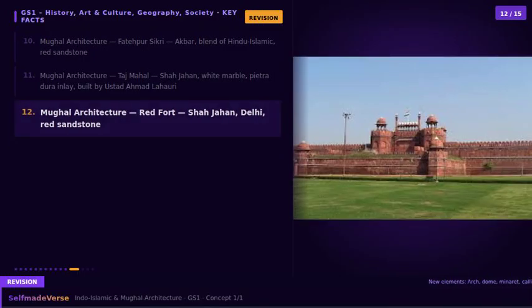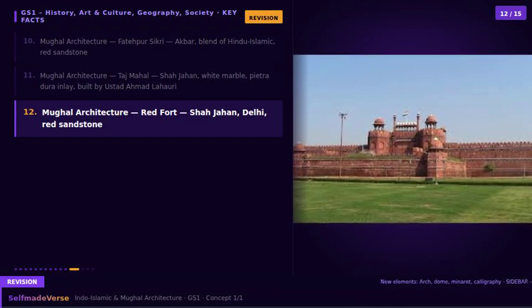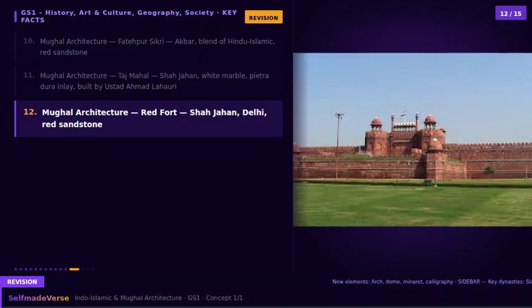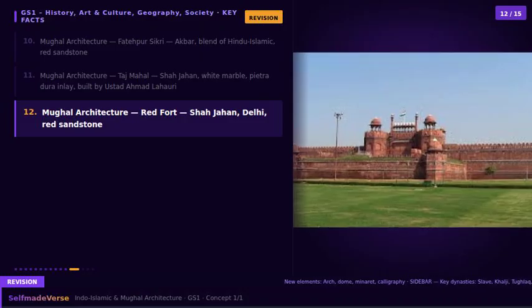The Red Fort in Delhi was built by Shah Jahan using red sandstone, not red brick, as its primary material. Its construction marked the shift of Mughal imperial power from Agra to Delhi.